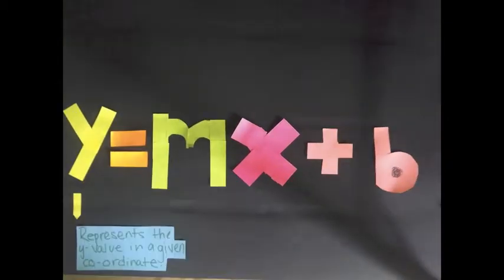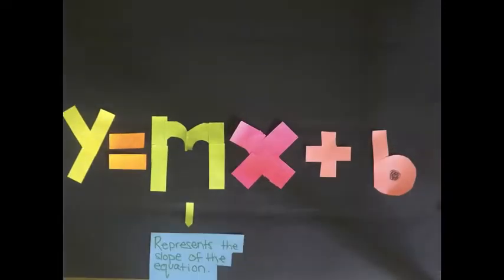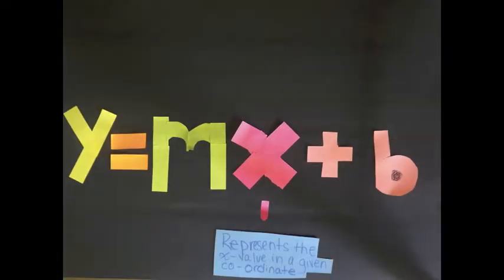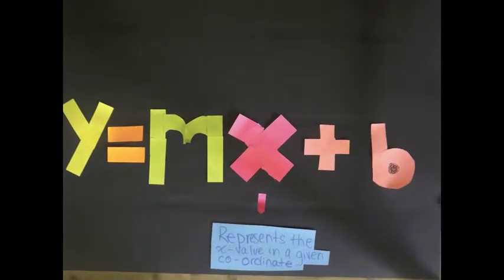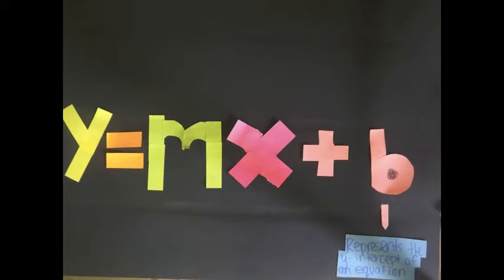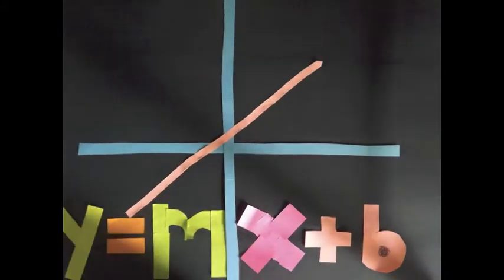The y in y equals mx plus b represents the y value in the given coordinate. The m represents the slope of the equation. The x represents the x value in the given coordinate, and b represents the y-intercept of the equation. The equation y equals mx plus b forms any given line on a graph.